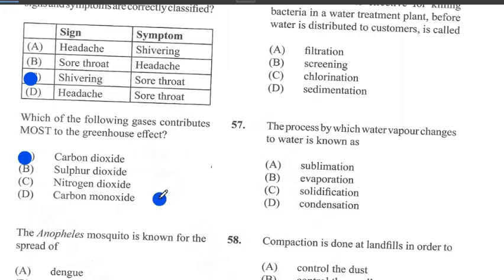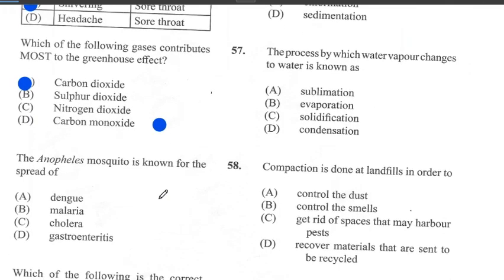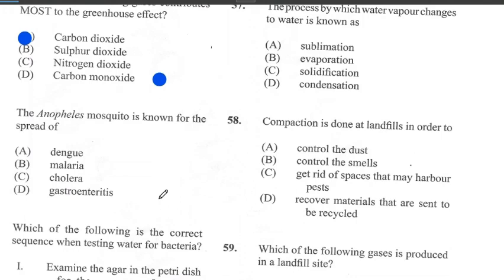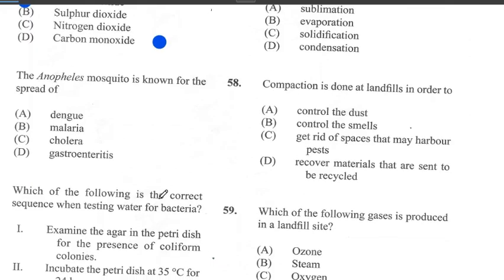Since there are approximately 9 billion human beings in the world that emit carbon dioxide through the process of respiration or breathing in general, we could say that that contributes to the greenhouse effect. And also industrialization, factories emit carbon dioxide also. The Anopheles mosquito is known for the spread of malaria. That is very well known in the Caribbean.